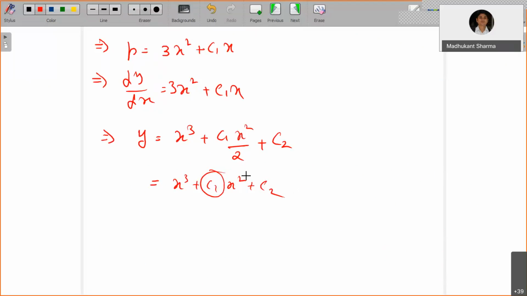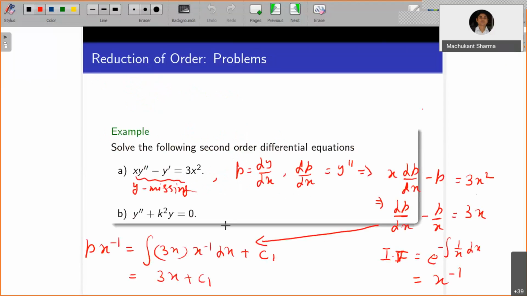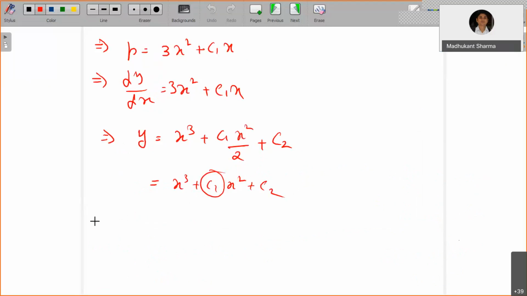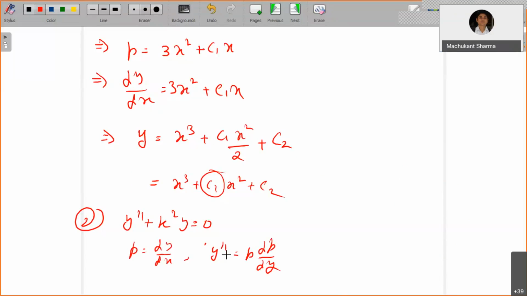Okay, now the next equation, y double dash plus k square y equals 0. So x is missing. So I will take p equals dy by dx. Then we have already derived that y double dash equals p times dp by dy. So this transforms the original equation as p times dp by dy plus k square y equals 0. So you can use the variable separable method here.